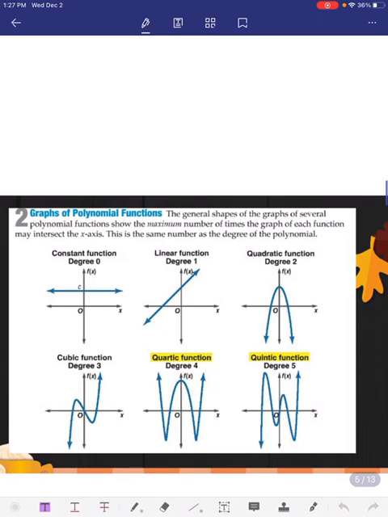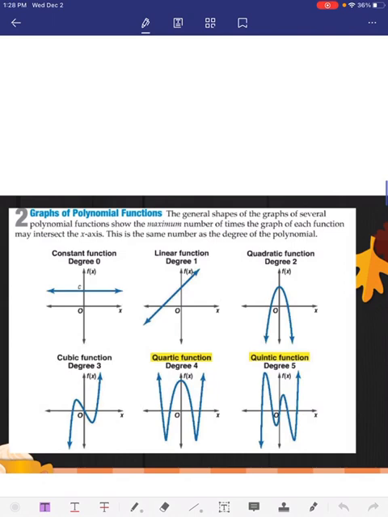Alright, so next we're going to look at some of our characteristics of our graph. So it says, the general shapes of the graphs of several polynomial functions show the maximum number of times the graph of each function may intersect the x-axis. This is the same as the degree of the polynomial.